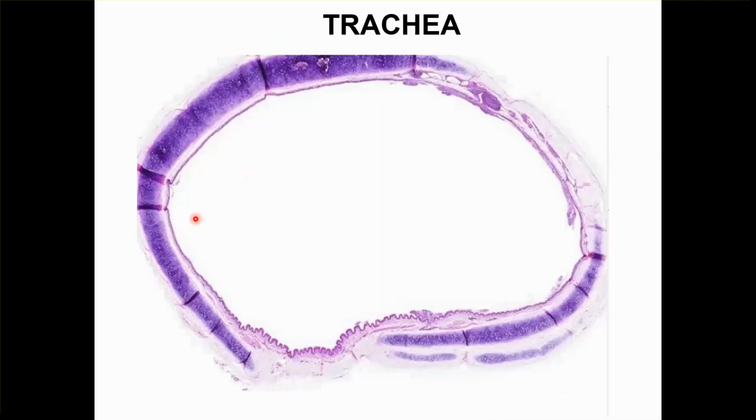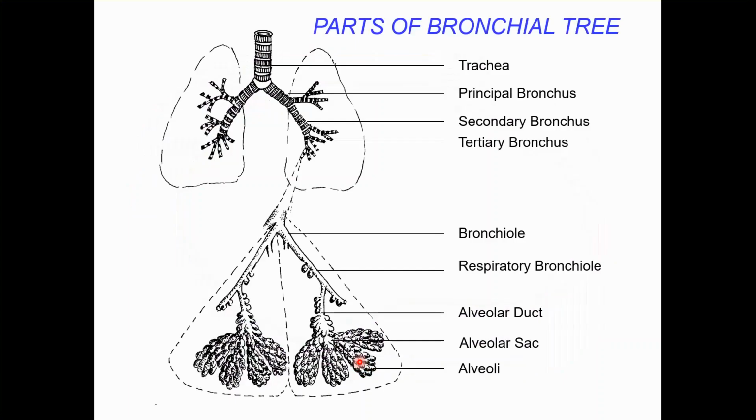Again we can see the same view under histology with H&E stain. The inner layer is the mucosa, the epithelial layer, which is the pseudostratified ciliated columnar epithelium. Below that is the lamina propria. This is the hyaline cartilage, which you are seeing very beautifully under the microscope, and the outer layer is the adventitia, and posteriorly it is bound by the trachealis muscle over here.